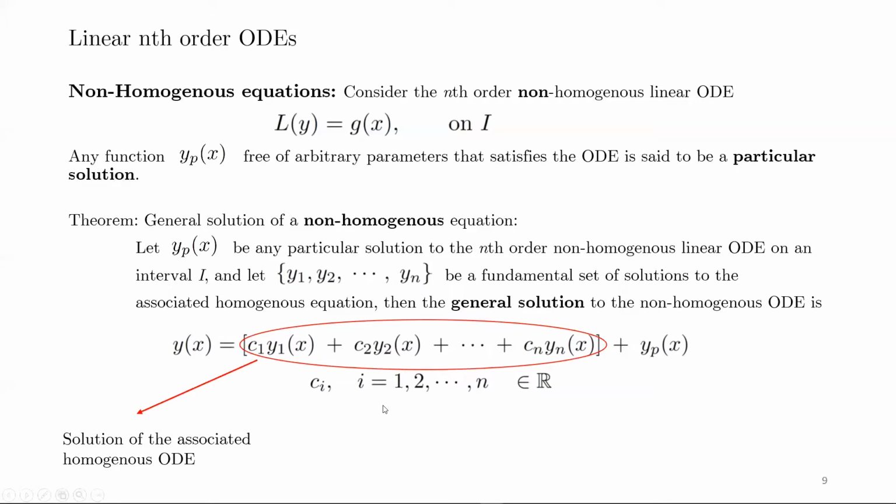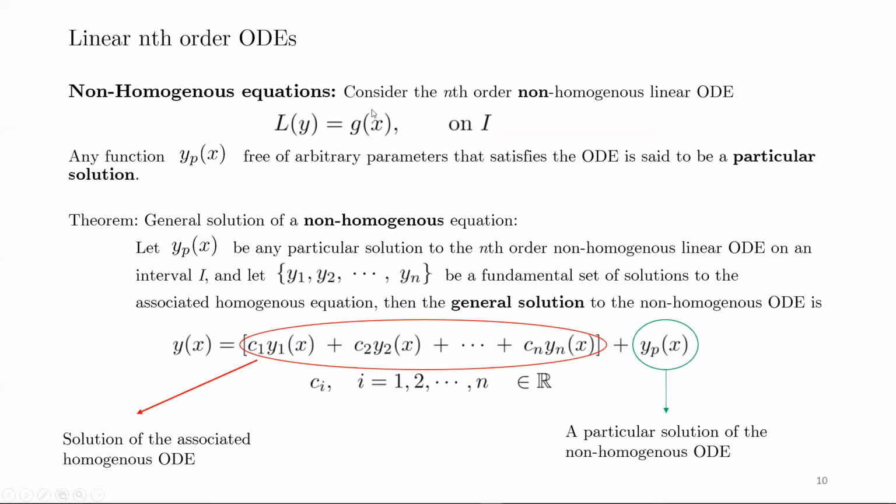So the key point here is that this term that I've circled in red is the solution of the associated homogeneous ODE. So here to get the solution, we solve L of y equals 0. The extra part that we haven't seen before is a particular solution to this non-homogeneous ODE, so with the right hand side equal to g of x.